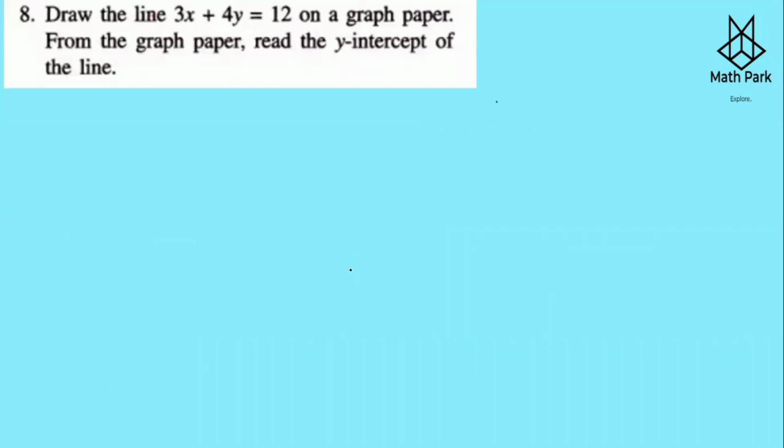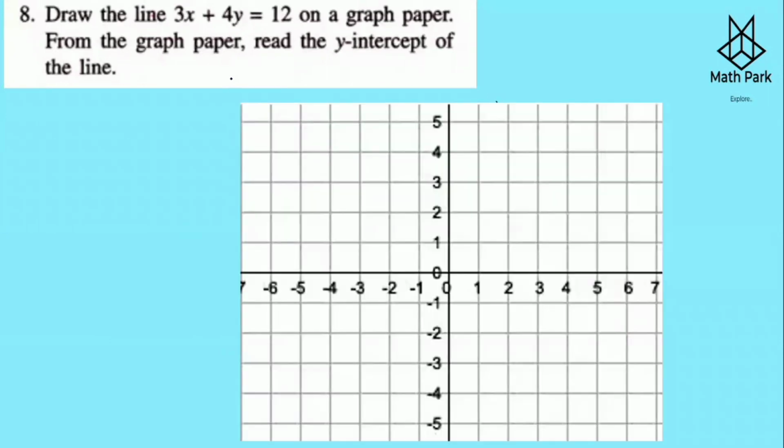Draw the line 3x plus 4y is equal to 12 on a graph paper. From the graph paper, read the y-intercept of the line. So to draw a line, what do we need? We need the points. So first we create a table, as we have already learned in the previous exercise, with x and y. So we have 3x plus 4y is equal to 12. Let us make y the subject.